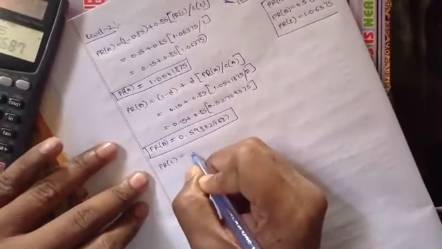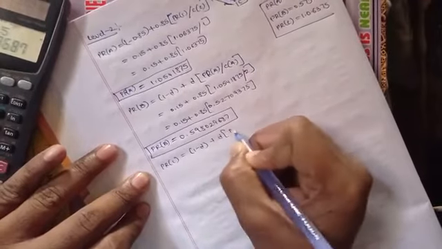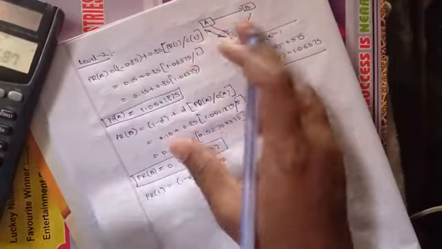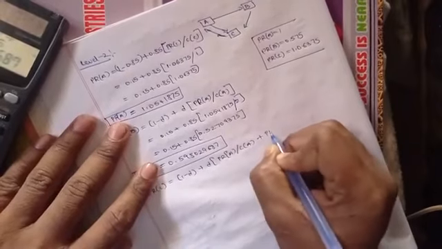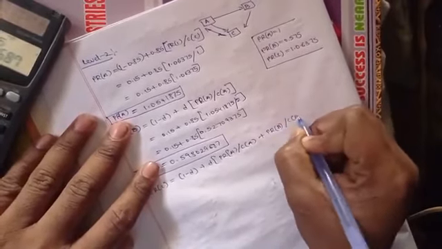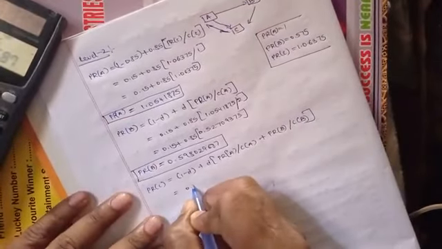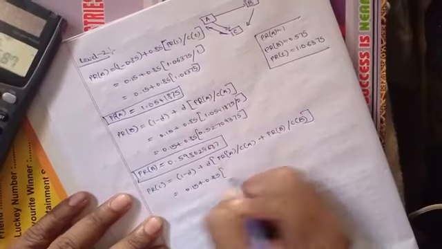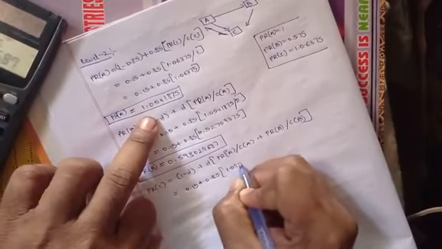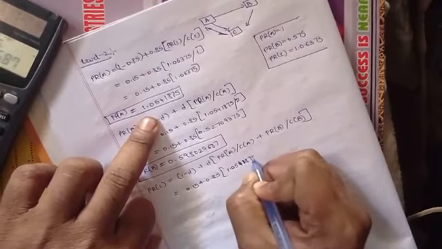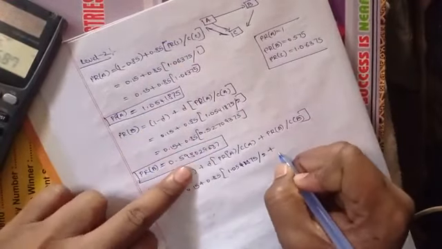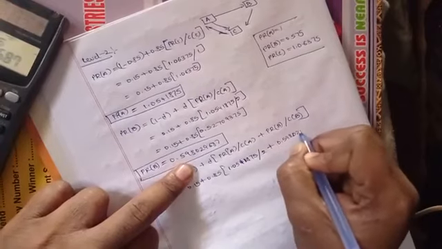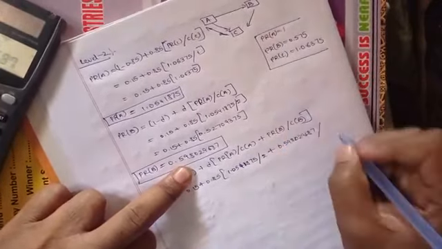Now let us calculate PageRank of C. PR of C is equal to 1 minus D plus D of... for C we have 2 incoming edges, from A as well as B. So we have to write PR of A by outbound links of A, plus PR of B by outbound links of B. That is 0.15 plus 0.85 of PR of A, 1.0541875, by outbound links of A, which is 2, plus PR of B, 0.59802967, by outbound links of B, which is 1.